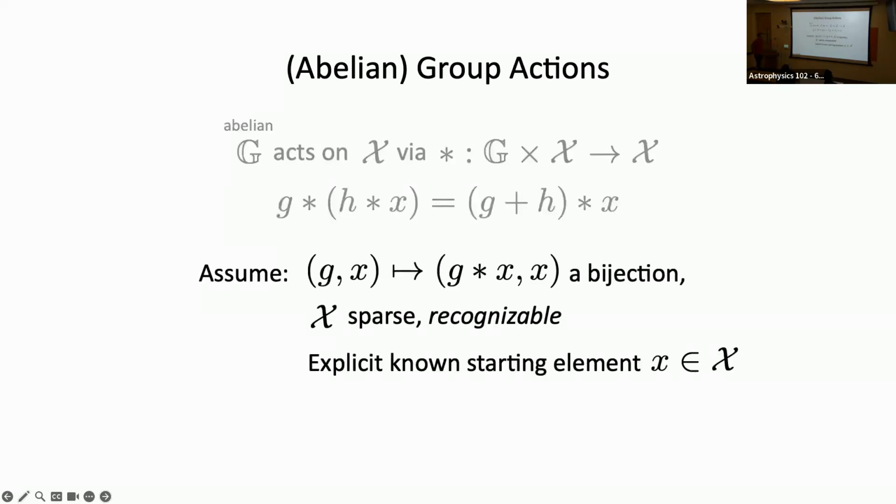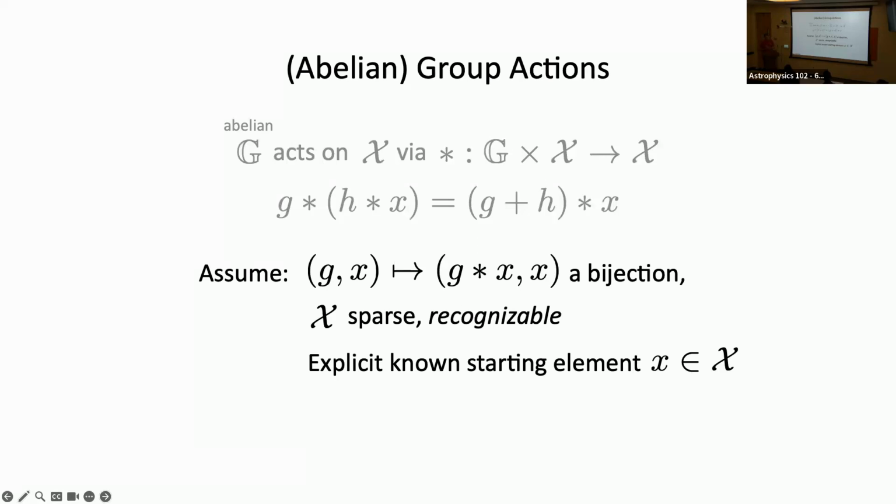We're going to make a few assumptions about our group action. First, we assume that our group action is regular, meaning that the mapping from G and X to G star X and X is a bijection. Once I fix X, there's a one-to-one correspondence between group elements and set elements. I'm also going to assume that the set X is sparse. The set X lives in an ambient space of general bit strings, and sparse means that if I just choose a random bit string, it's very unlikely to be in X, but I am able to recognize when I actually have an element of X.